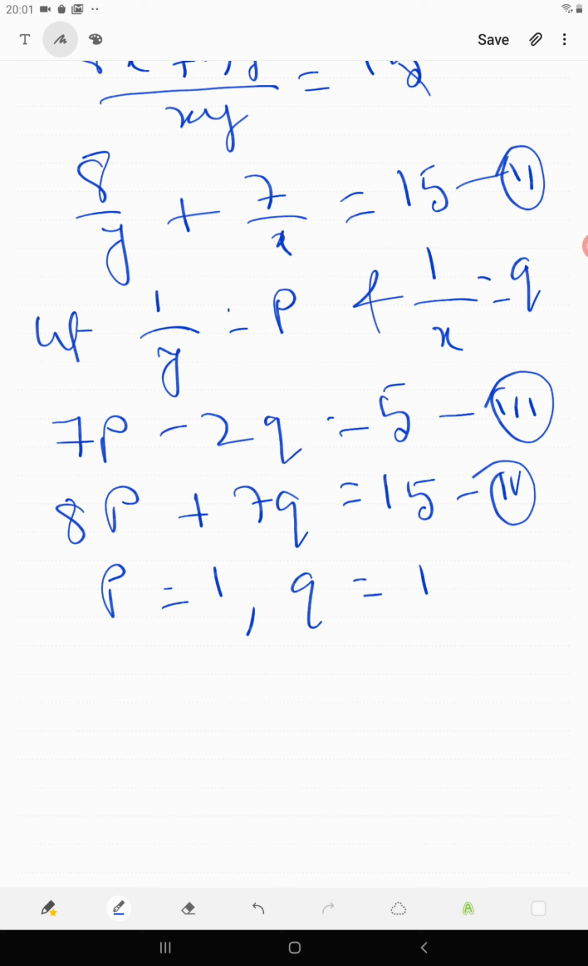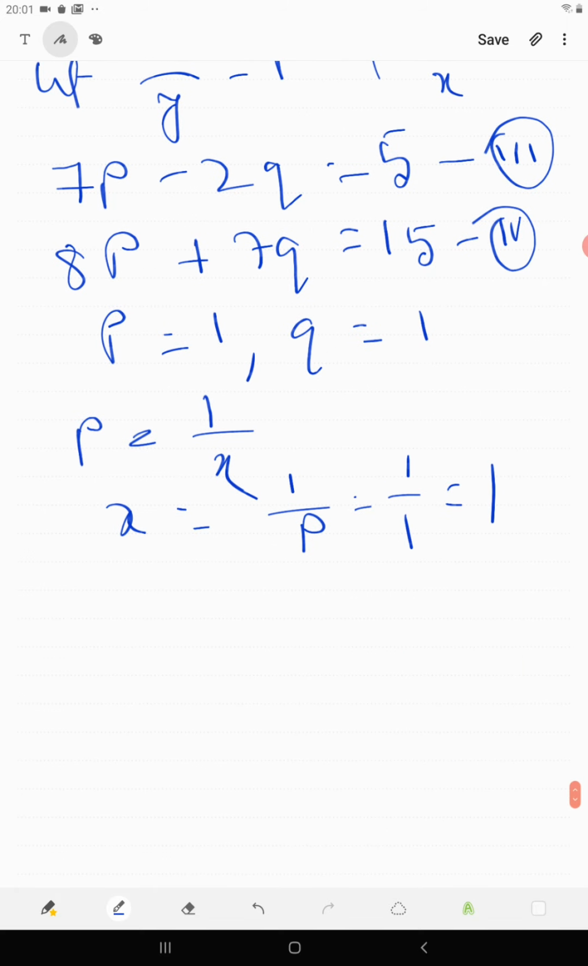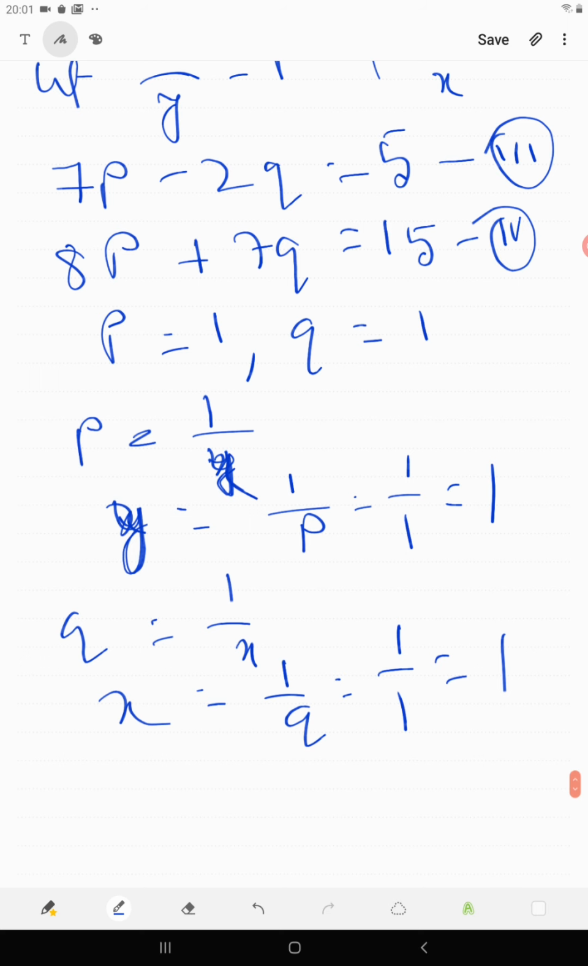Okay, and then we will put p equals 1 by x. So x equals 1 by p. So 1 by 1 is 1. Similarly, p equals 1 by y. So y equals 1 by p equals 1 by 1, so 1. Similarly, q equals 1 by x. So x equals 1 by q, so 1 by 1 equals 1. So this one you need to get, p equals 1 and q, by solving equation 3. You can apply any of the methods, but this is the way we are going to solve it.